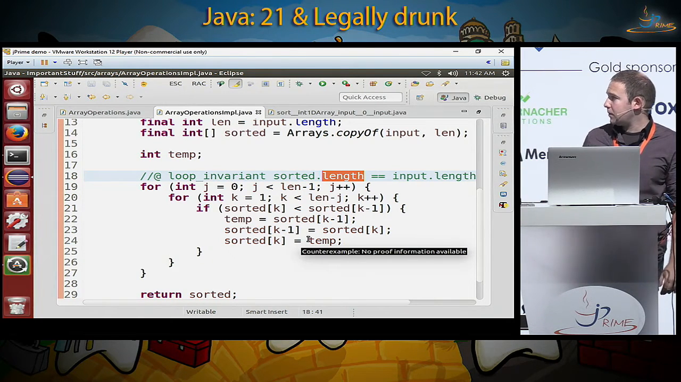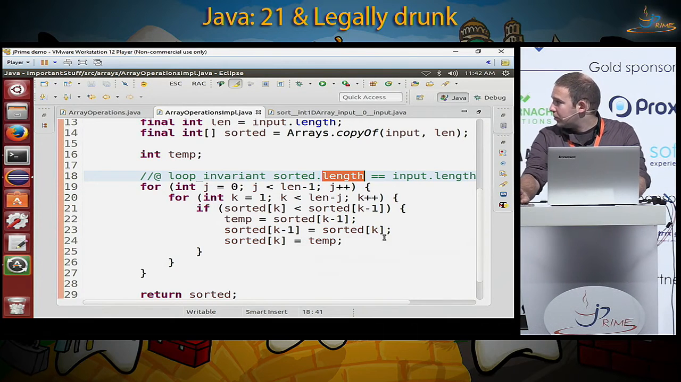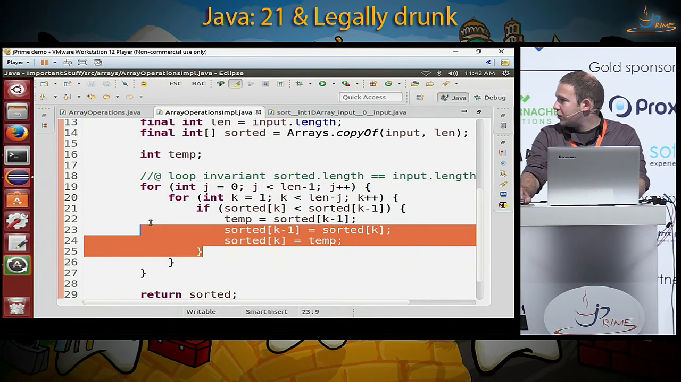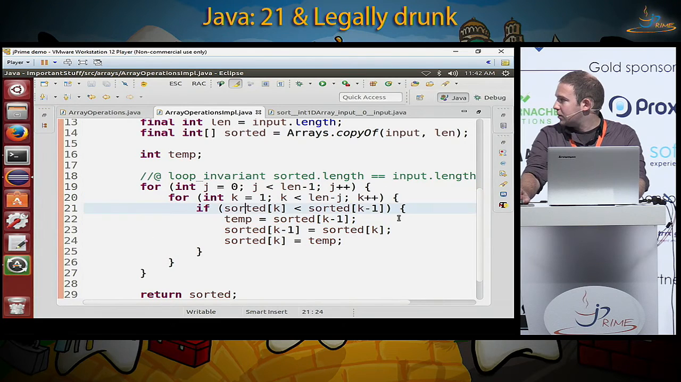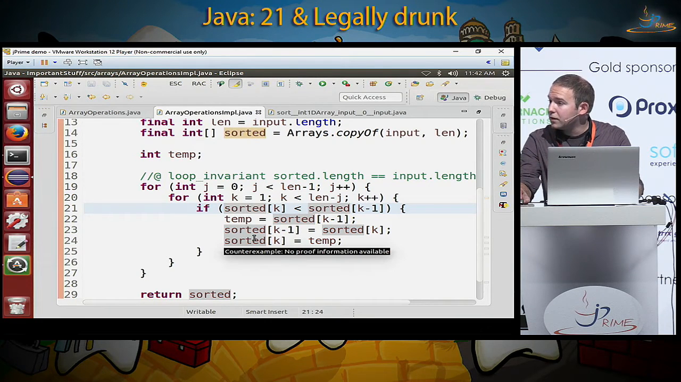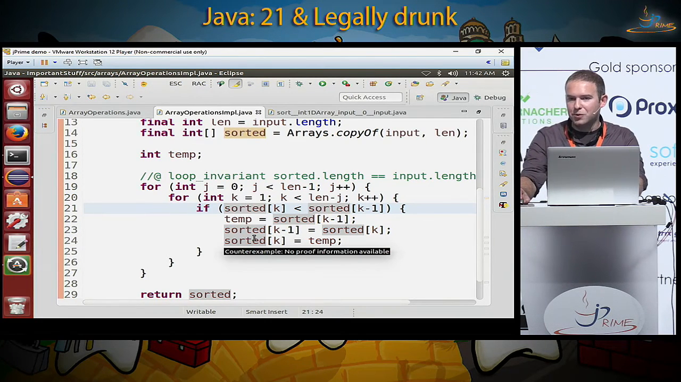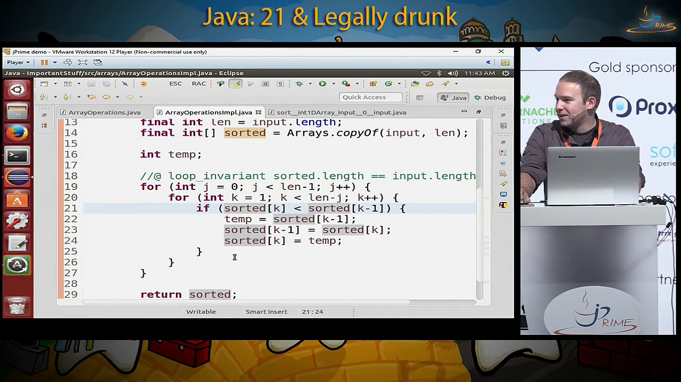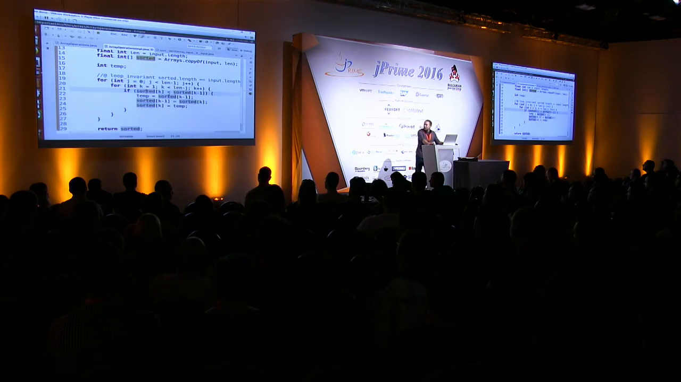And according to you, what never changes during this execution? Anyone have any idea what never changes here? Sorry? The input never changes, but something else which is a bit less obvious. Well, it's obvious, but no one thinks about it. I didn't. Well, the code doesn't change. Sorry? Length? Well, we have to prove it, but yeah, this is one of the invariants.